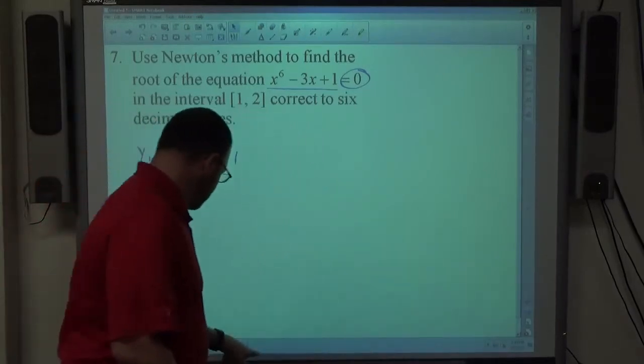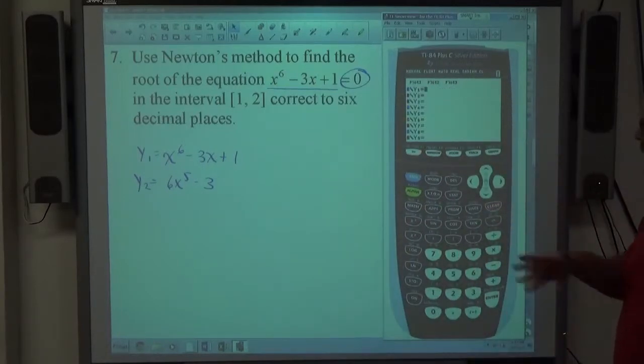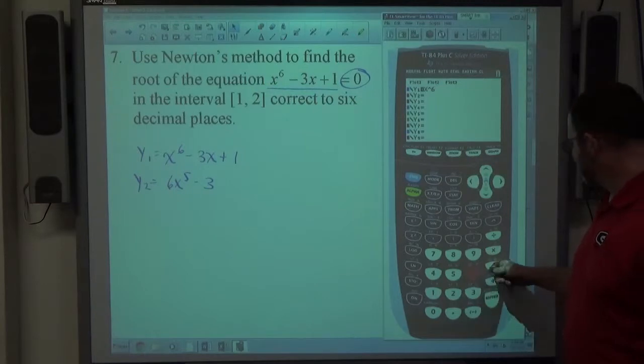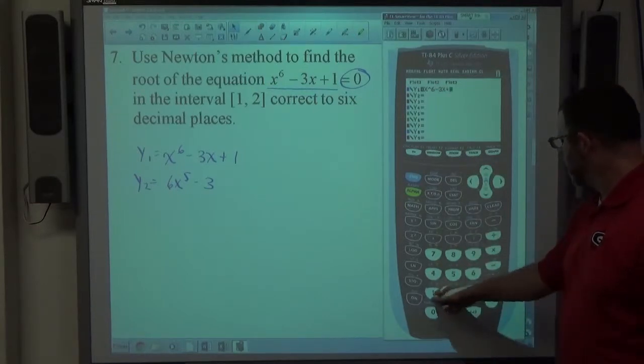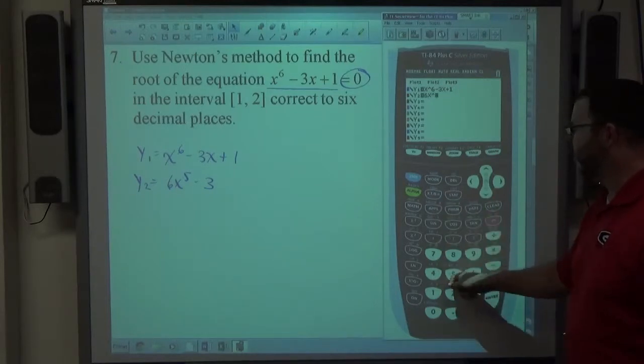And then I simply go to my calculator, go to y equals, clear out what's already in there, and type in my two functions, so x to the 6th minus 3x plus 1, and y2 is going to be the derivative, 6x to the 5th minus 3.